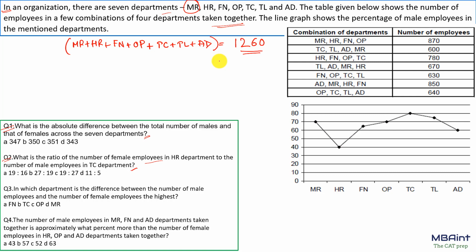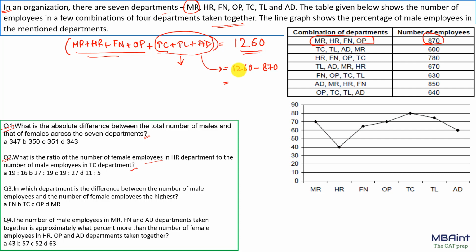Now let's see how to solve it further. Now we have the possible combination of 4, right? If we subtract this from the total, what will happen? We would be left with the other three departments. Can we get the value of this? The value of this would be 1260 minus this, and we know the exact value, that is 870, right?